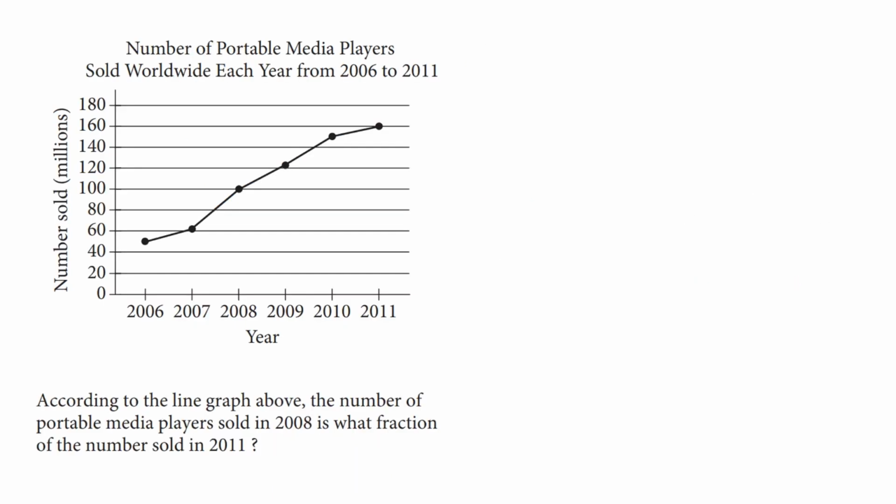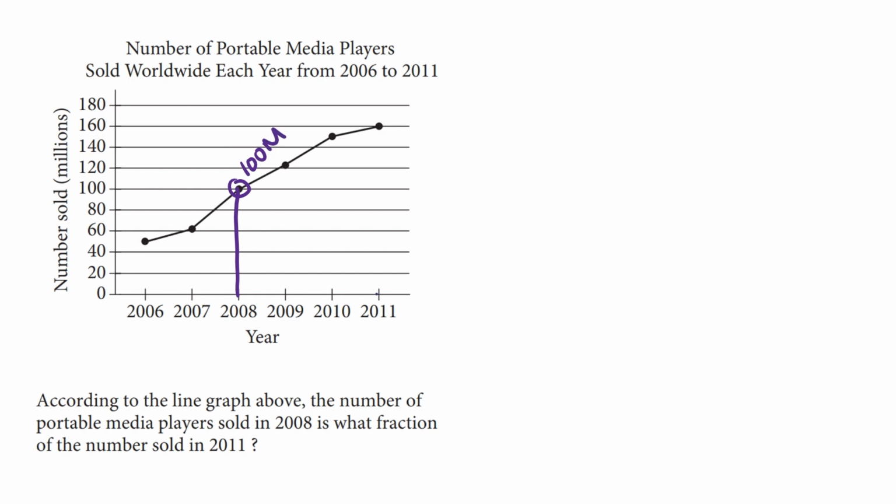Here we have a graph titled "The Number of Portable Media Players Sold Worldwide Each Year from 2006 to 2011." According to the line graph above, the number of portable media players sold in 2008 is what fraction of the number sold in 2011? We look for how many were sold in 2008. So in 2008, 100 million were sold.